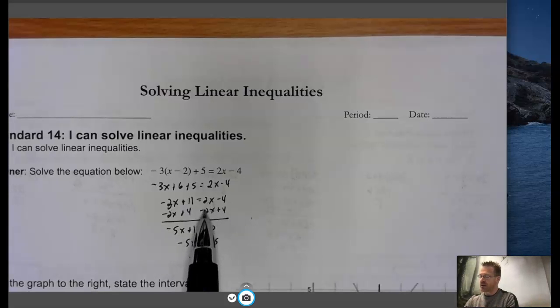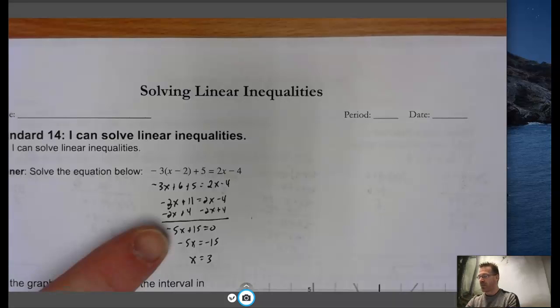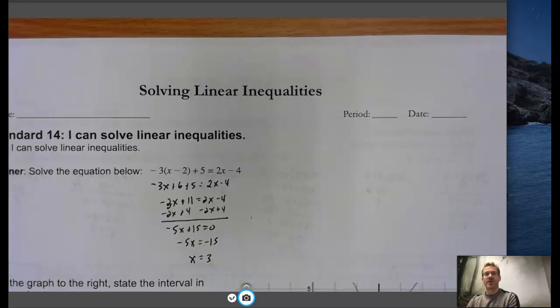Since I had a positive 2x, I subtracted 2x from both sides. Since I had a negative 4, I added 4 to both sides. And that gave me negative 5x plus 15 is equal to 0. Because once we get equal to 0, we can use the 0 property of addition to help us. What plus 15 is 0? It would be negative 15. So that means negative 5x has to equal negative 15. Then we get to a multiplication problem: negative 5 times what is equal to negative 15? And the answer is x equals 3.